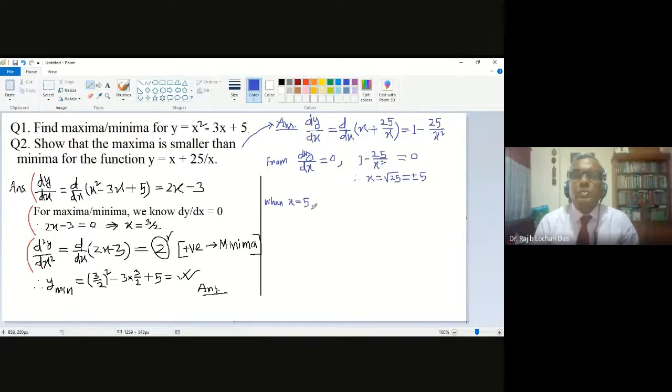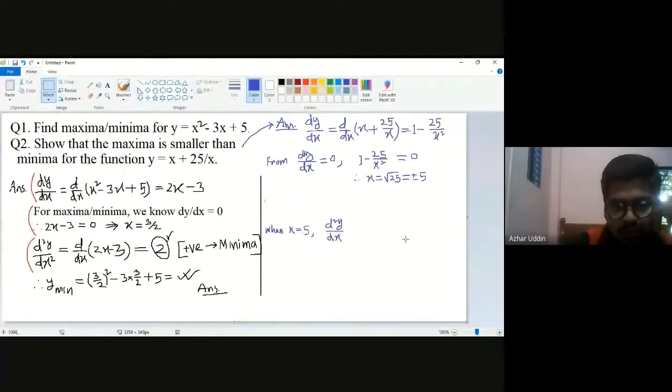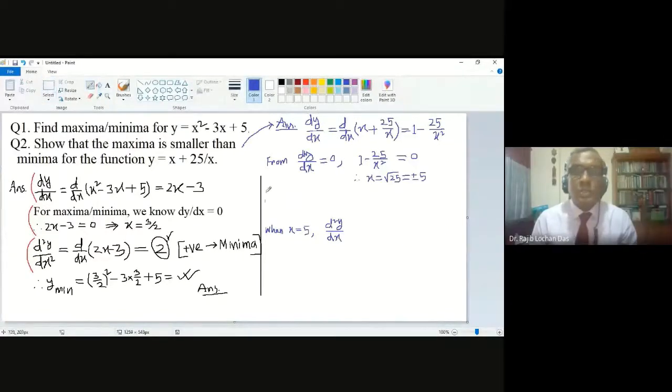So what will be the second derivative? For the second derivative, you put x equals 5 in the second derivative. Okay, so let us do this. You will put this value later. You do it yourself. Take the LCM with x square and complete the calculation.